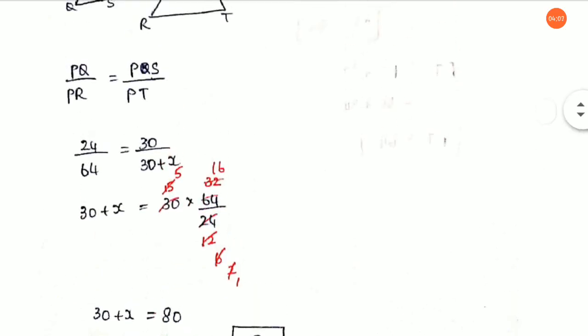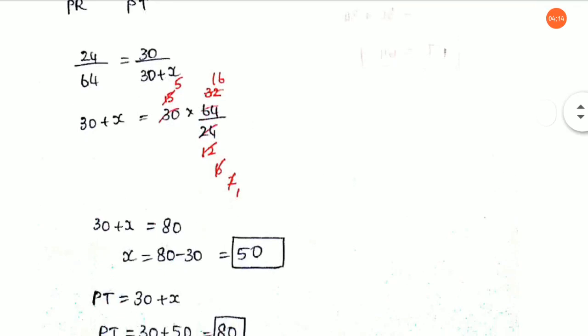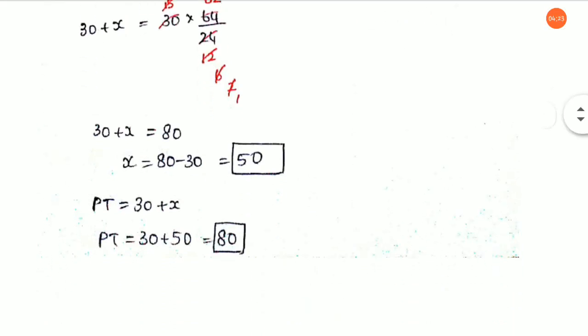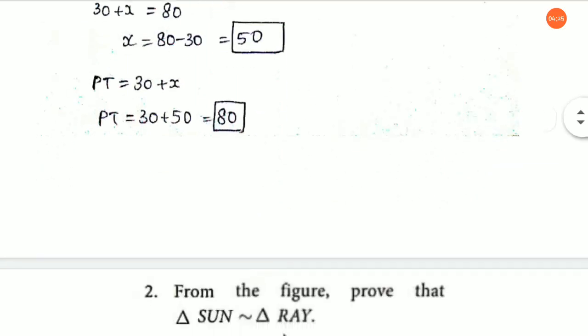And then we want the value of PT. As we already wrote here, PT is equal to 30 plus X. You are going to substitute the value of X here. So 30 plus 50 is equal to 80. So we have found the value of PT here. Is it clear, children? Shall we move on to the next one?